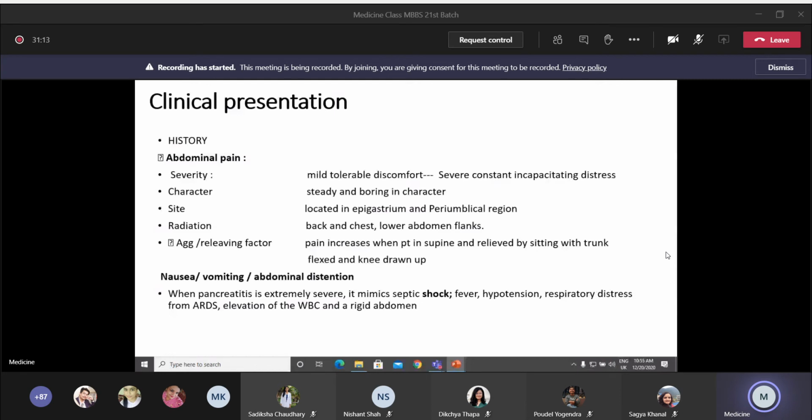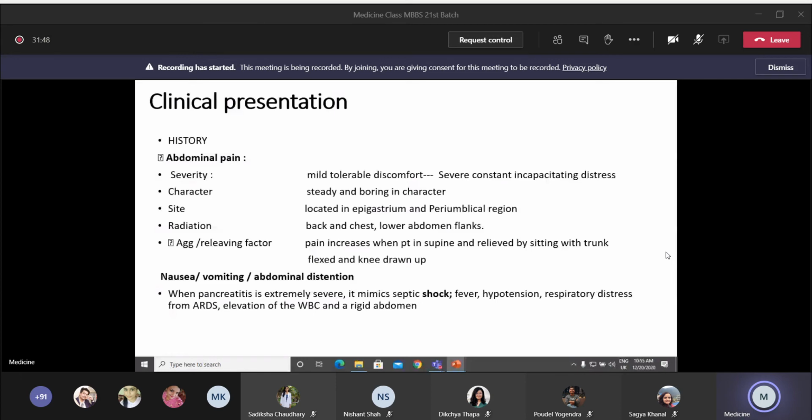Because of severe pain, there might be nausea or vomiting. Abdominal distension occurs if there are peripancreatic collections, leakage of the fluids into the peritoneal cavity. Sometimes there might be abdominal distension because of abrupt cut off leading to intestinal obstruction. So when pancreatitis is extremely severe, it mimics septic shock with features similar to fever, hypotension, respiratory distress, especially ARDS, with elevation of WBC count and a very tender and rigid abdomen.